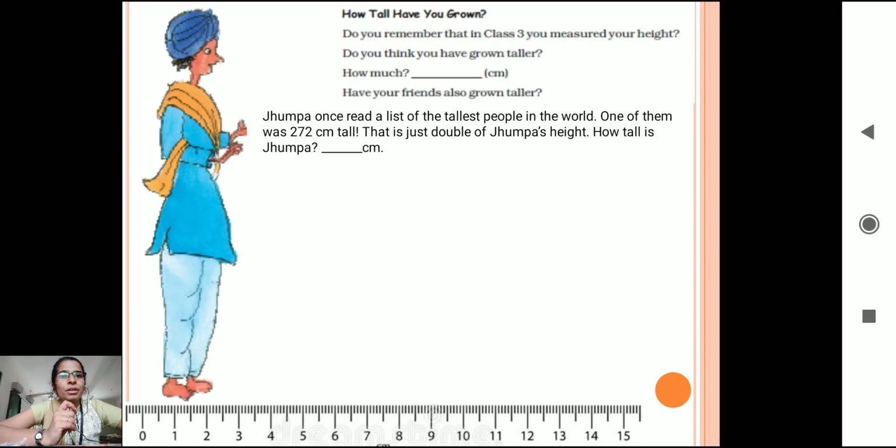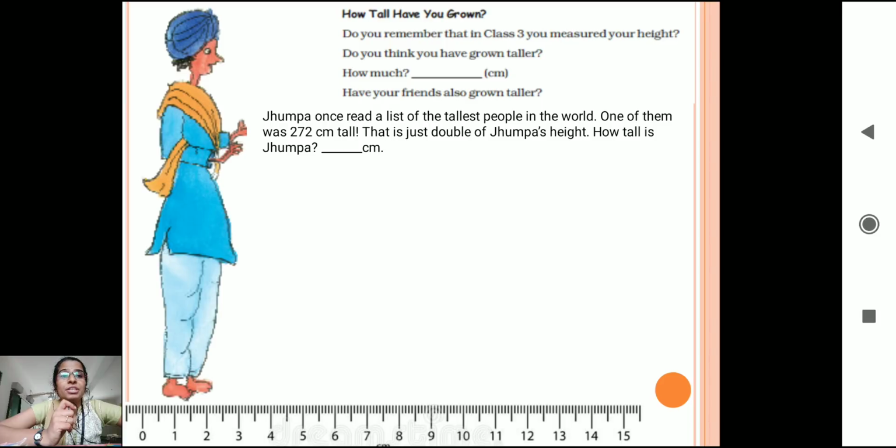And so here similarly, this Zumba had one query. Now Zumba once read a list of the tallest people in the world. You can also find it on Google. Now one of them, the tallest person, was 272 centimeter.